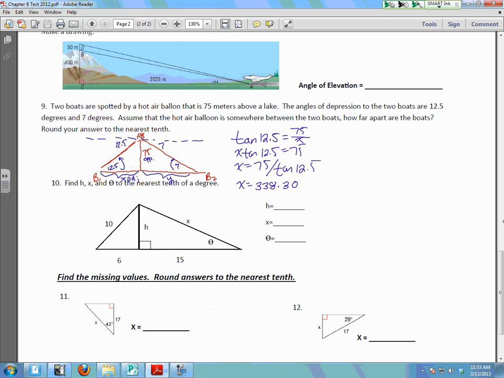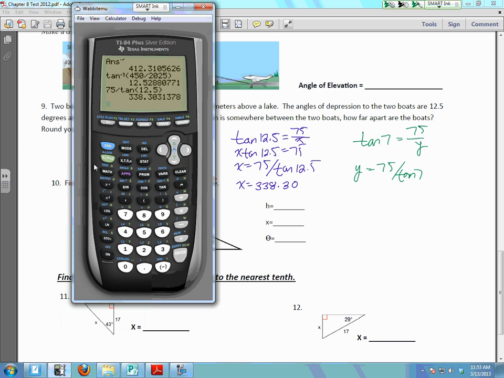Now I'm going to work in the second triangle over here with an angle of 7. So I'll say tangent of 7 degrees. The reason I'm using tangent again is because this is opposite to 7, and now y is adjacent. So tangent of 7 is equal to opposite, which is 75 over y. Solving for y, I'm going to get 75 divided by tangent of 7. Type that in my calculator, and I get 610.8. So y is 610.8.